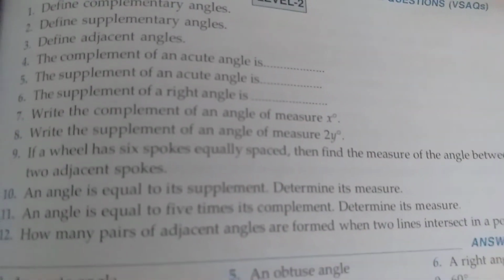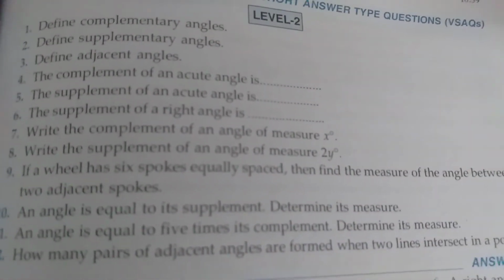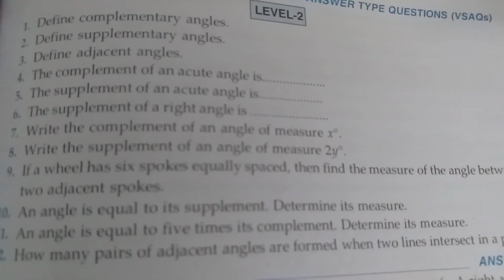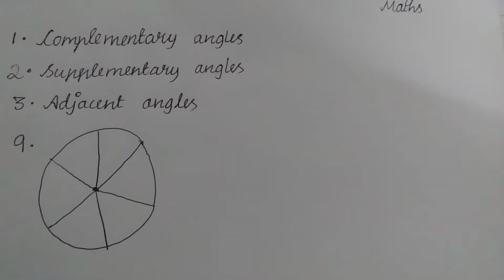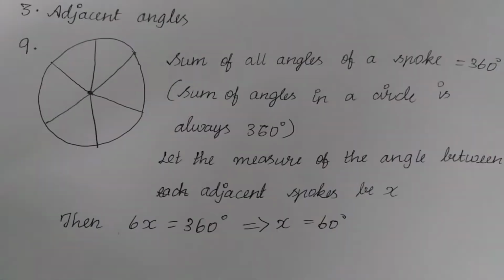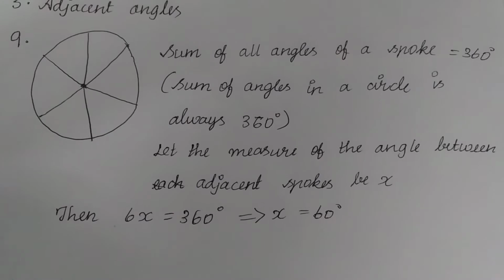If a wheel has 6 spokes equally spaced, then find the measure of angles between two adjacent spokes. Then the diagram of spokes of wheel would be roughly like this. Sum of angles between all spokes is 360 degree, because sum of angles in a circle is always 360 degree.